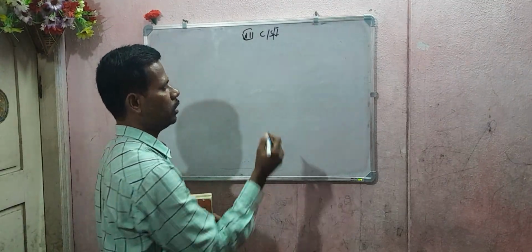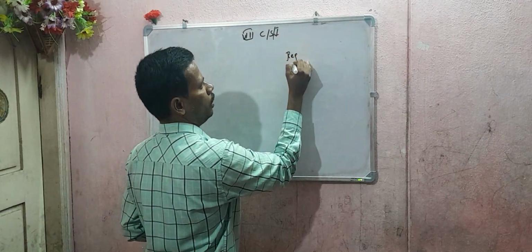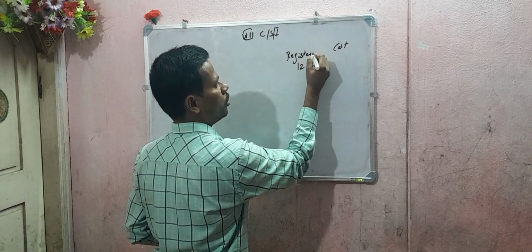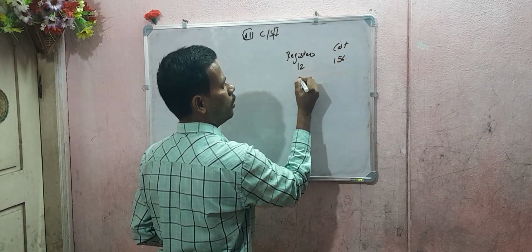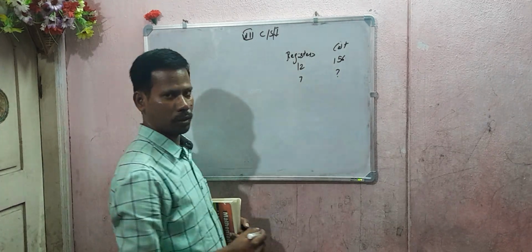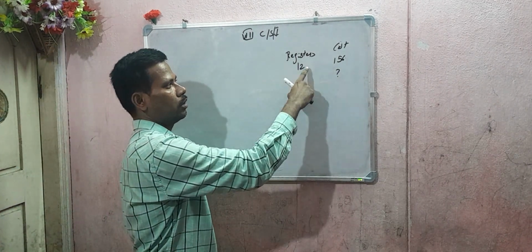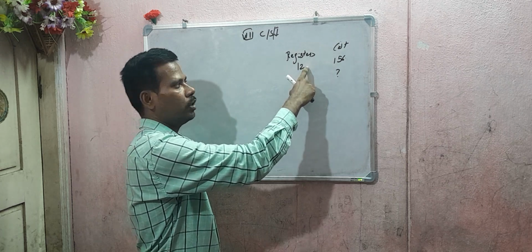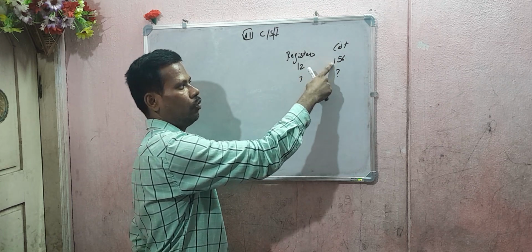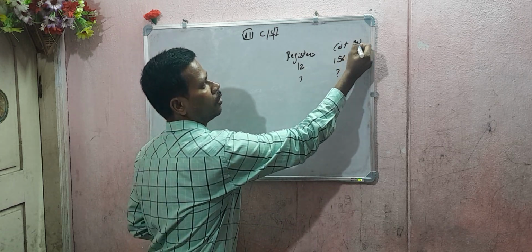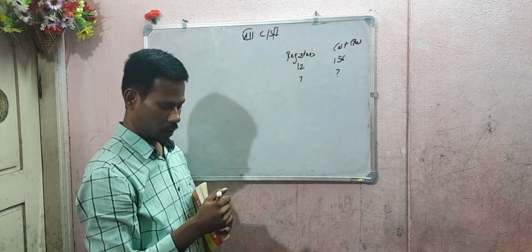Rohit bought how many registers? Rohit bought 12 registers for rupees 156. Seven registers cost how much? Register means some kind of books. The cost of 12 registers is 156. Now only 7 registers are there.